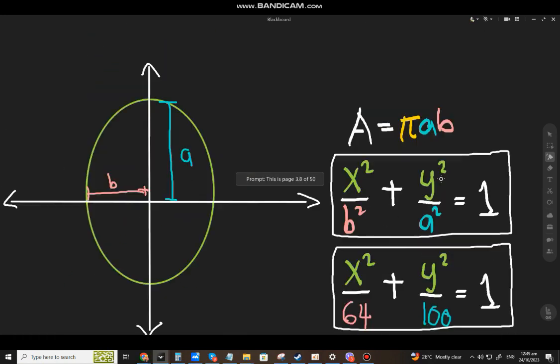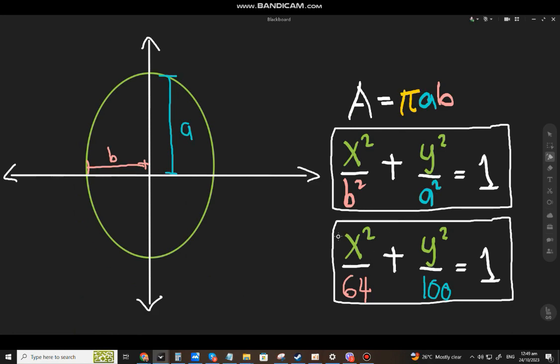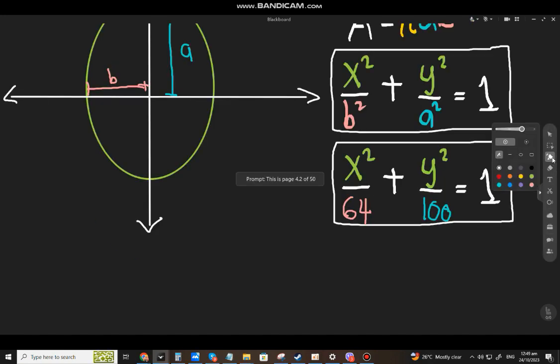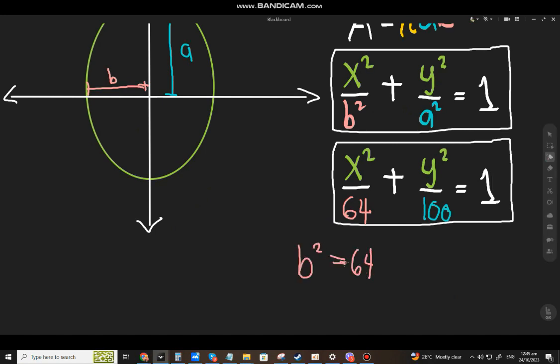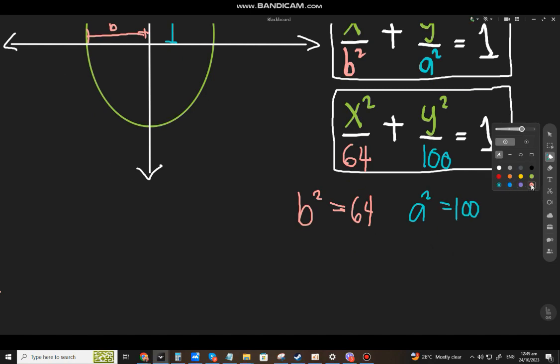So let's have this one first. Our given is x squared over 64 plus y squared over 100 equals 1. How are we going to find the area? You can see b squared is 64, a squared is equal to 100. So we just use algebra in this one. For b squared is 64, just get the square root. b is equal to 8. Just get the positive one because this is a measurement. And for a, that will be 10.